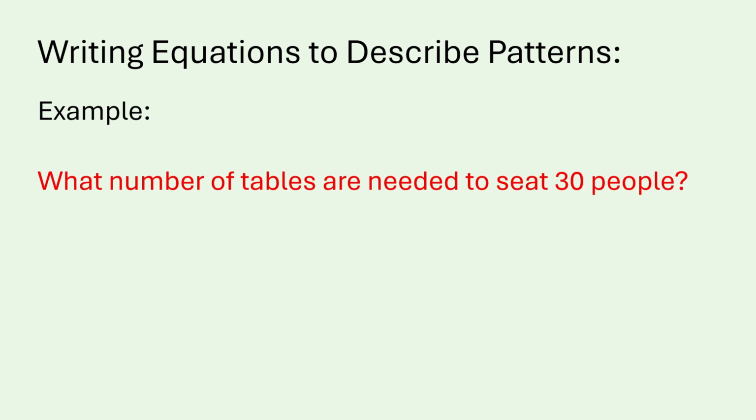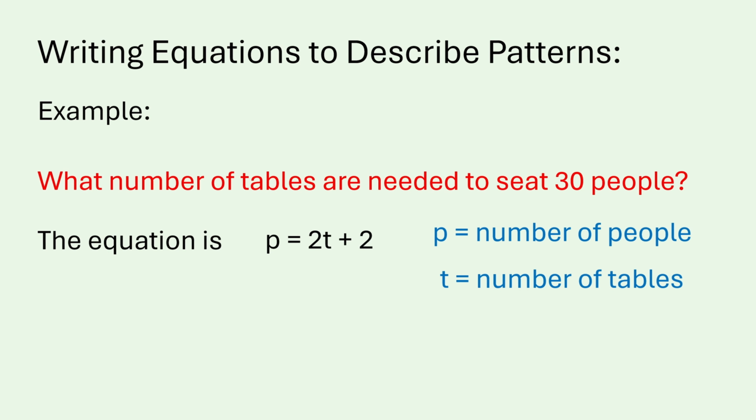Example. What number of tables are needed to seat 30 people? We use the equation P is equal to 2T plus 2. Substituting P is equal to 30. 30 is equal to 2T plus 2. So 2T is equal to 28. T is equal to 14 tables. 14 tables are needed to seat 30 people.